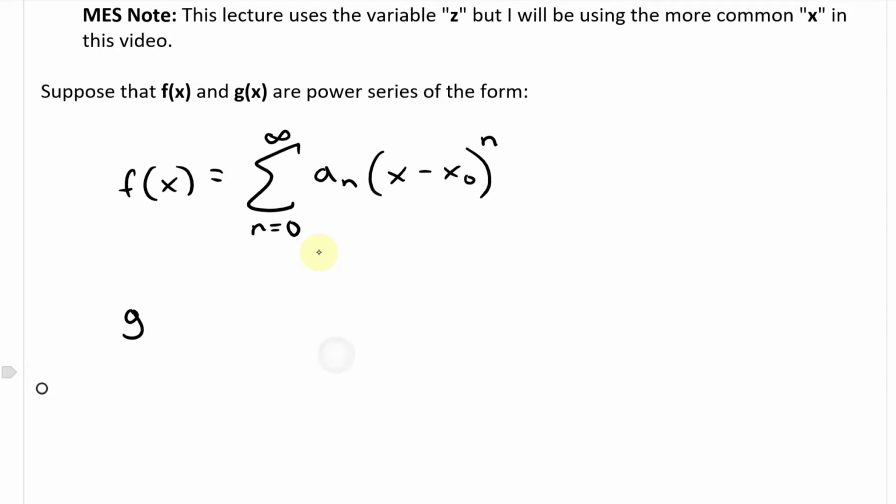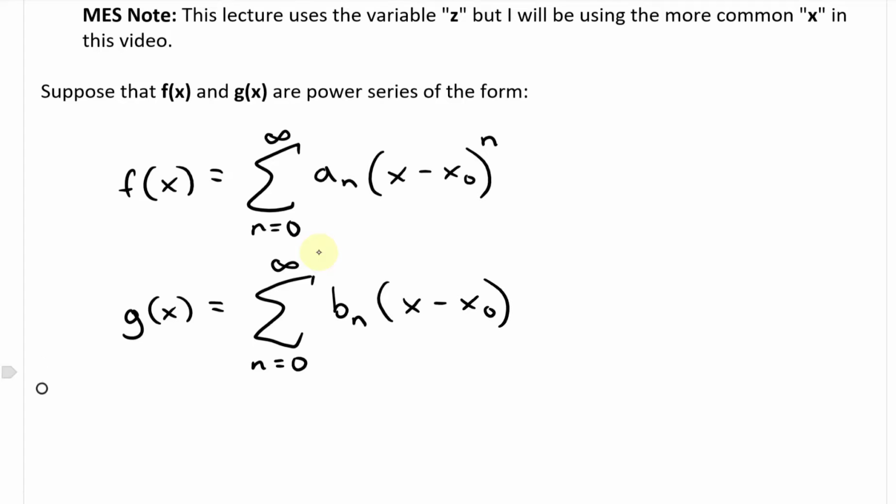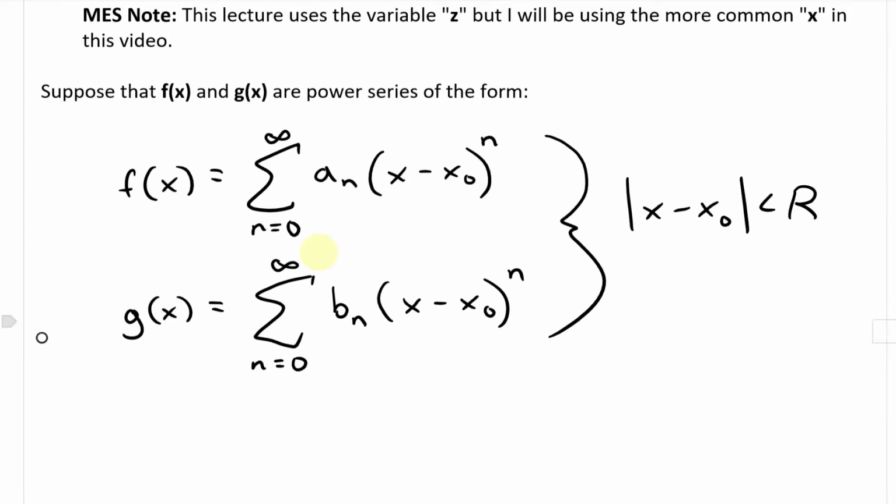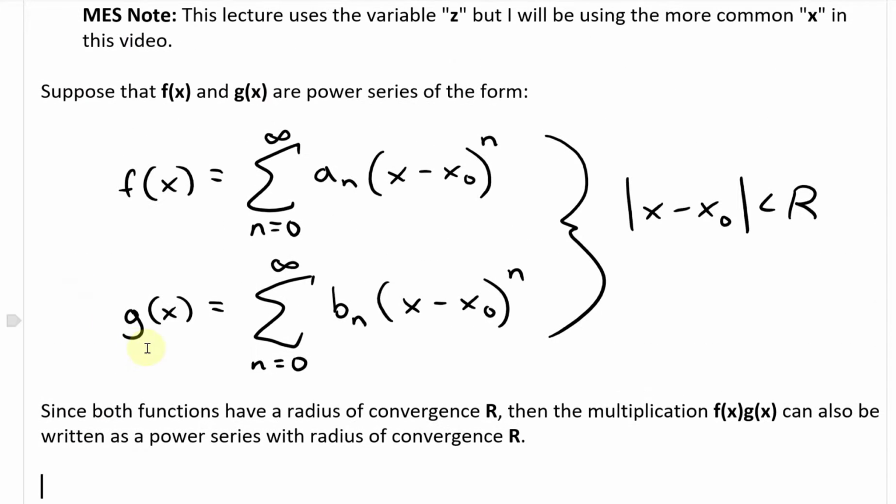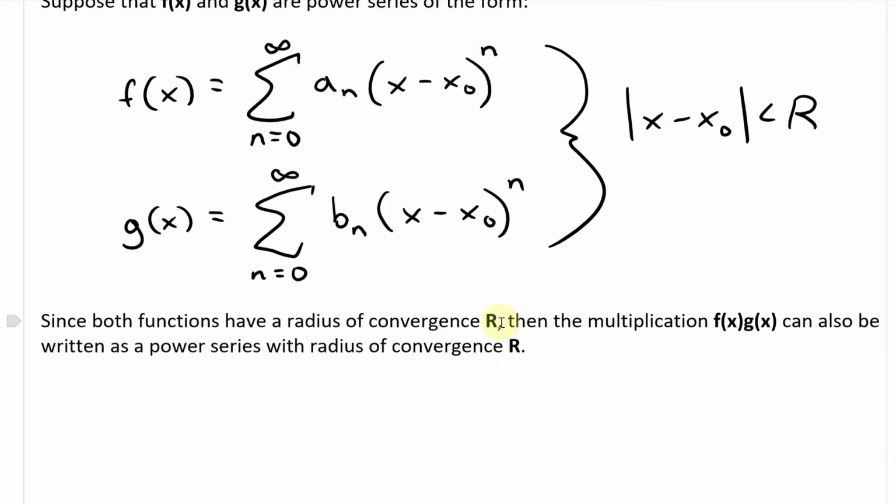And let's say g of x equals the summation from n equals 0 up to infinity, and call these coefficients bn, times x minus x0 to the n. So both of them are power series, just with different coefficients. And let's say both of these have a radius of convergence R. They both have the same one, so absolute value of x minus x0 is less than the radius of convergence R. Since both functions have a radius of convergence R, the multiplication f of x times g of x can also be written as a power series with radius of convergence R.